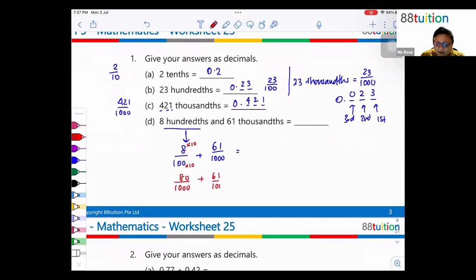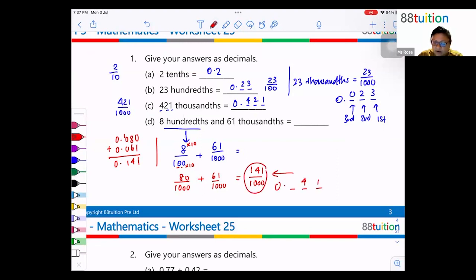plus 61 over 1,000. So you can add up to give you 141 over 1,000. Or you can write it down individually. Now, what do I mean by that? You can take here, this is 2 decimal places, 0.08 plus 0.061. So put a 0 at the back. So you can do it this way. Okay, 0.141, or you can do it this way. So this will also give you 3 decimal places, 141.